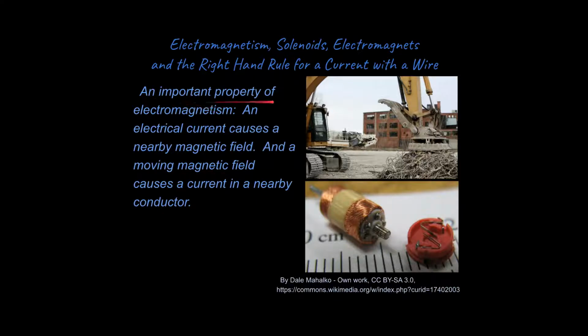One very important property of electromagnetism is the idea that an electrical current causes a nearby magnetic field. And on the flip side of that, a moving magnetic field causes a current in a nearby conductor. This first sentence is what allows all electromagnets and all electric motors to work, and we're going to get to that eventually. It'll take us a few lessons to get there. And this second sentence is the basis for all generation of electricity that we need to make our modern society run. So let's go ahead and learn a little bit more about this.